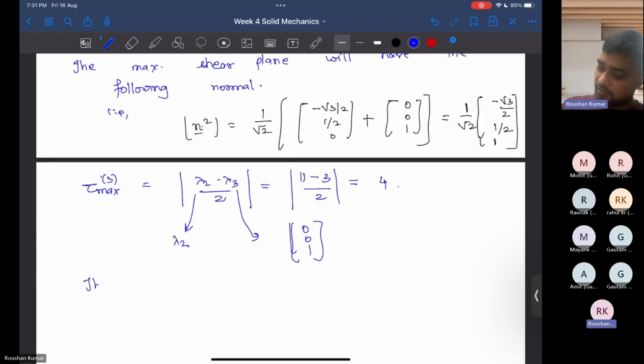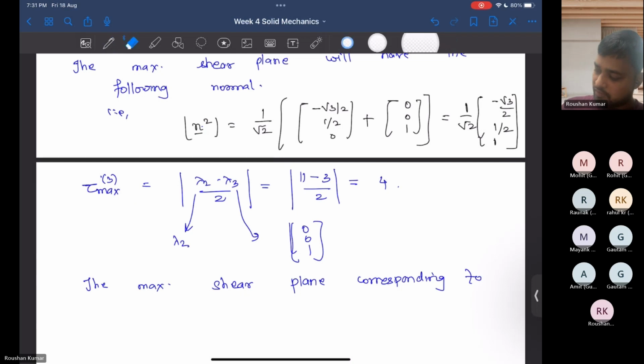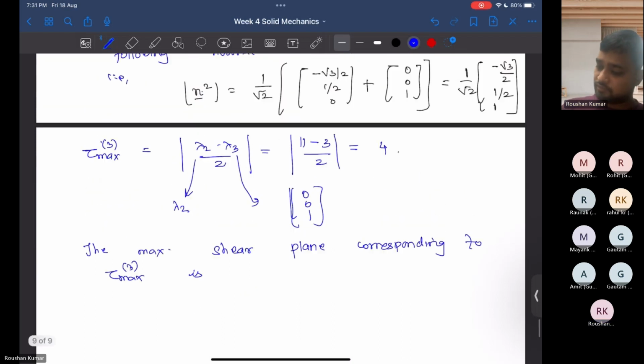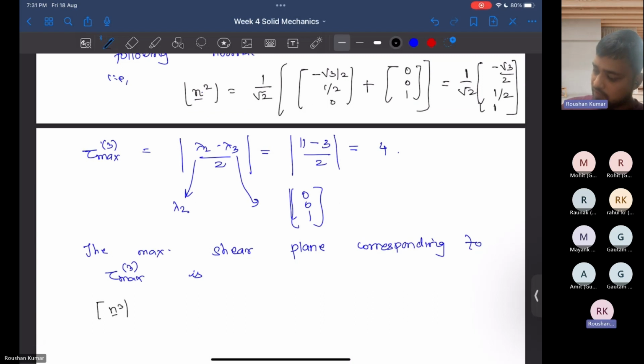So the maximum shear plane corresponding to tau max 3 is n3 is equal to 1 by root 2.